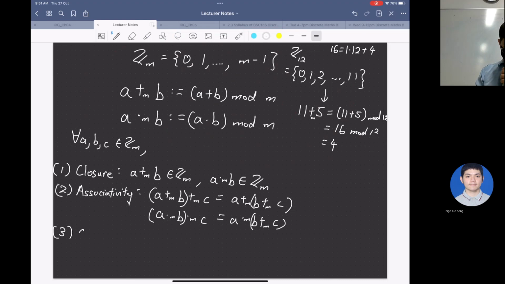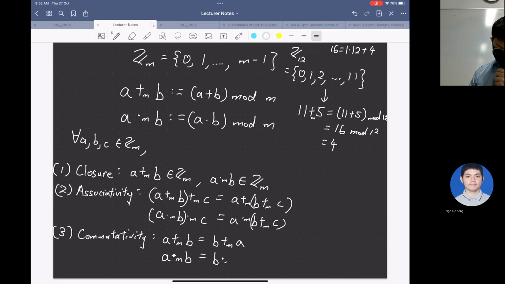Third, commutativity. We have also encountered this before. You can do A plus B, and also you can do B plus A. And then you can also do A times B is equal to B times A, under this special operation here.